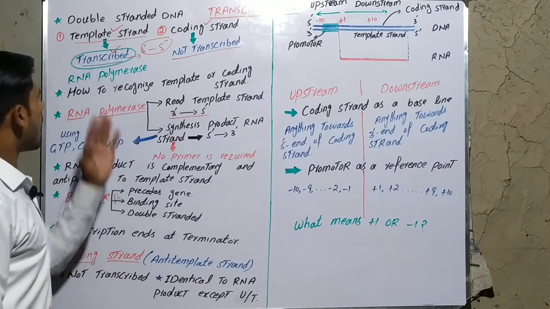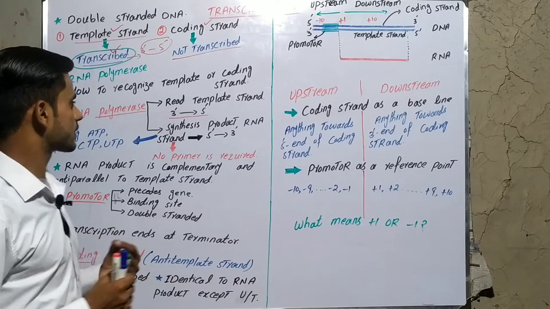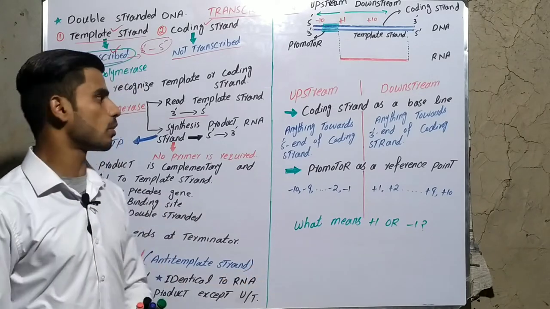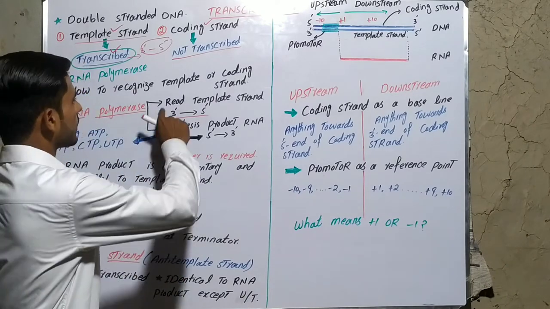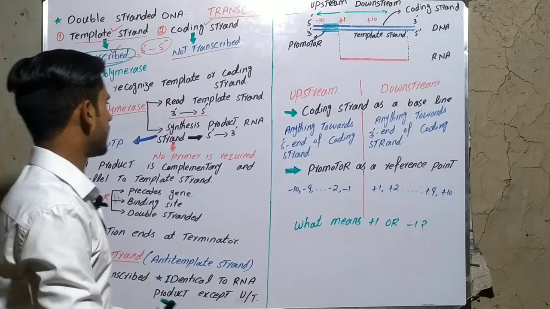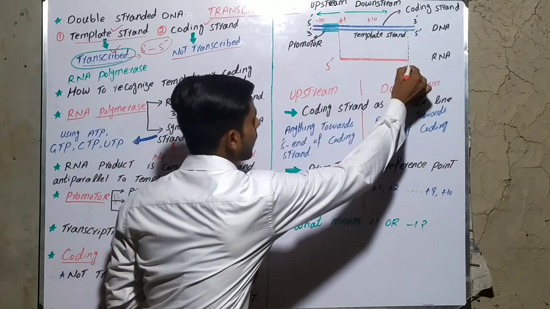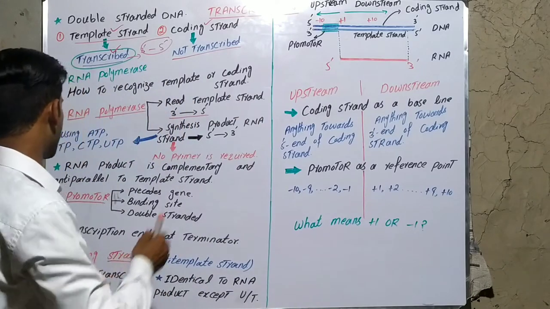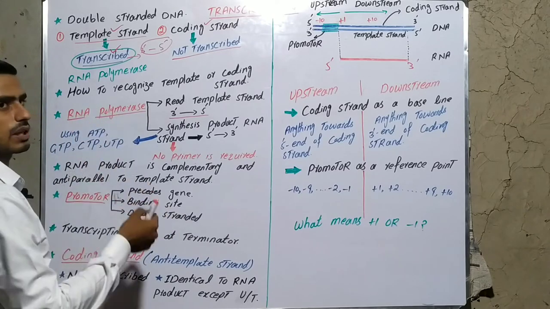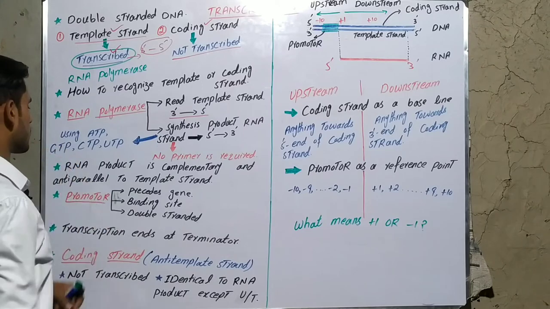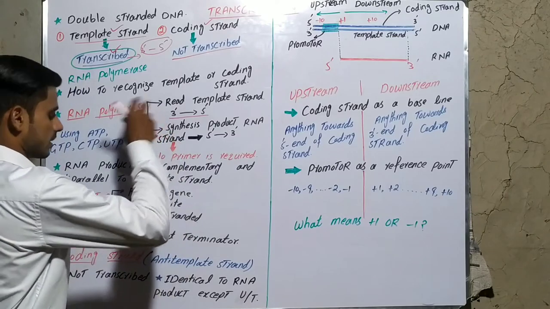I have said that RNA polymerase is going to transcribe the template strand. It will read the template strand and synthesize the RNA product. But how is this possible? As indicated here, RNA polymerase, which is an enzyme, will read the template strand from 3 prime to 5 prime end, and it will synthesize the RNA product from 5 prime to 3 prime. It is so easy. This RNA polymerase will use the nucleotides ATP, adenosine triphosphate, GTP, guanosine triphosphate, CTP, cytidine triphosphate, and UTP, uridine triphosphate.